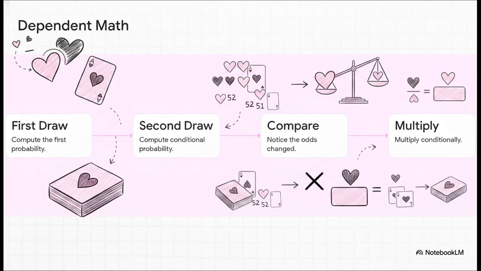Now let's contrast that with our dependent card problem without replacement, where we want to draw 2 hearts. Step 1, your first probability is 13 hearts out of 52 cards. But for step 2, because you kept that first heart, your deck is changed. There are only 12 hearts left and only 51 cards total. So your conditional probability is 12 out of 51. Step 3, notice how those odds changed from the first draw to the second. Step 4, you have to multiply conditionally, which gives you 1/17. See? That shrinking deck forced us into the harder math.